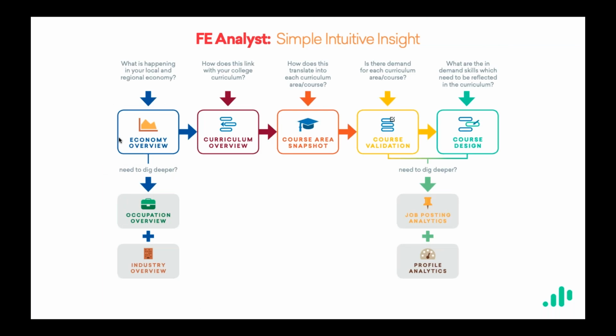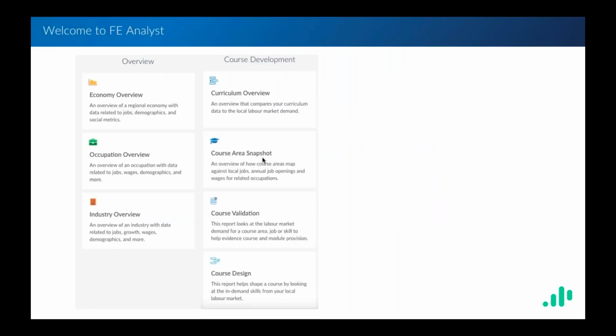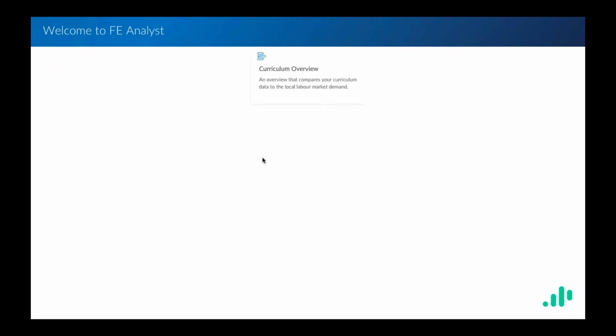and the next workflow as we continue along this graphic is thinking about how we compare the economy overview information with your curriculum, so with your provision. And we can see how those reports sit again on the FE Analyst homepage. And we'll start looking into this section with the curriculum overview report.